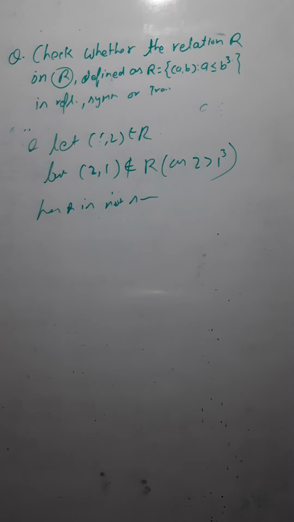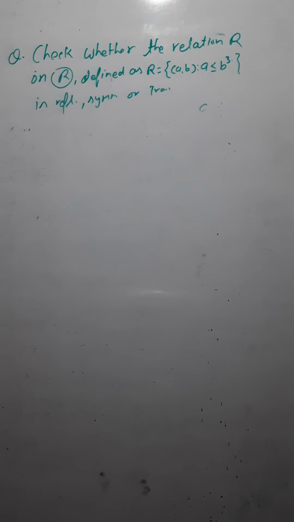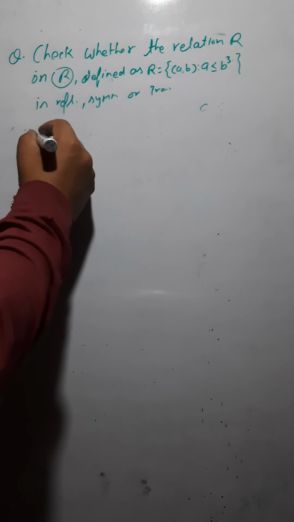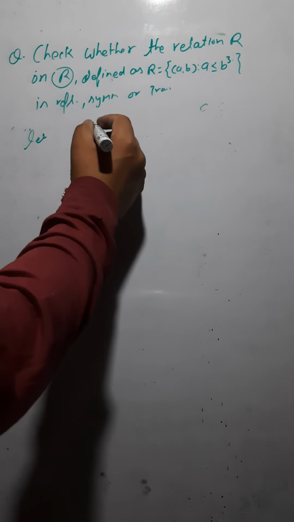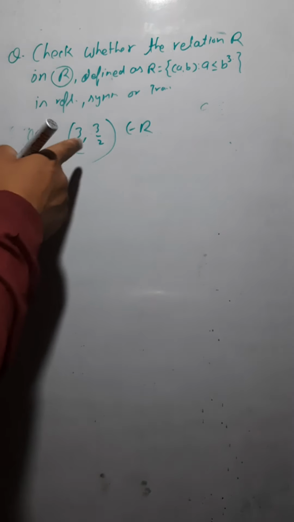Just note it down. Now the next one, we would check whether the given relation is transitive or not. So for that we are to take 3 elements. Okay, so now let's say we have 2 elements. I am taking 3 comma 3 by 2. Is it there in the relation? Yes, it is following the condition.